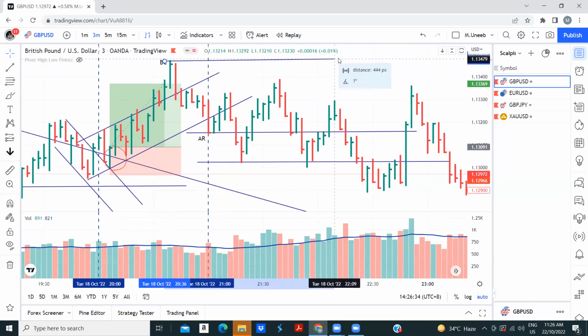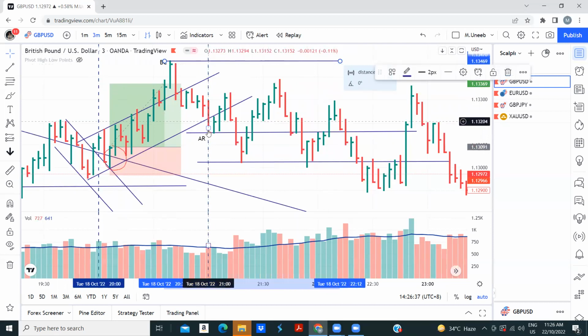But what happens? The second entry comes at this point, right? So we have no entry here, right? Because we are waiting for the price to come back and test this region. Now we are here, it goes up. Now we are waiting for the price to come back, and then the price reversed from here without any entry.